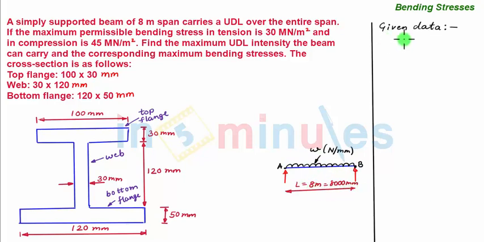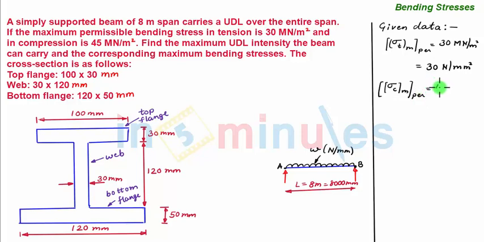We first note down the given data. The given data is maximum permissible tension is 30 meganewton per meter square, which is megapascal, so we can write in Newton per mm square as 30 Newton per mm square. Similarly, the maximum permissible compression is given as 45 meganewton per meter square, which is equal to 45 megapascal or 45 Newton per mm square.